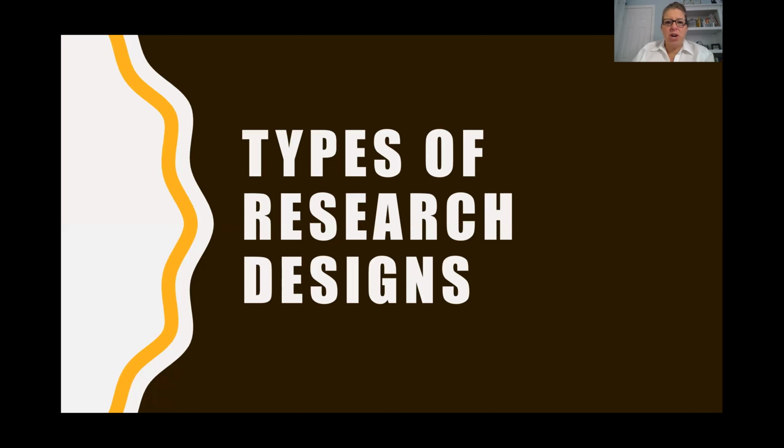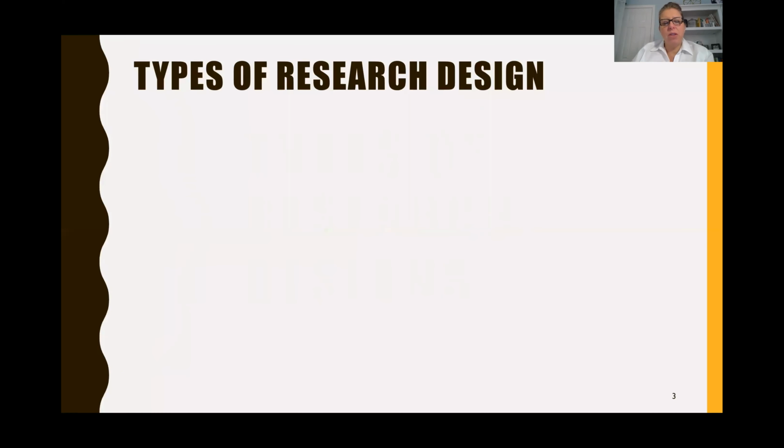All right, so let's get started and talk about the different types of research designs. There's three main types of research designs, and they kind of go in higher order. It starts with exploratory research, and this is often called qualitative research, and it explores and it's about learning about a phenomena.